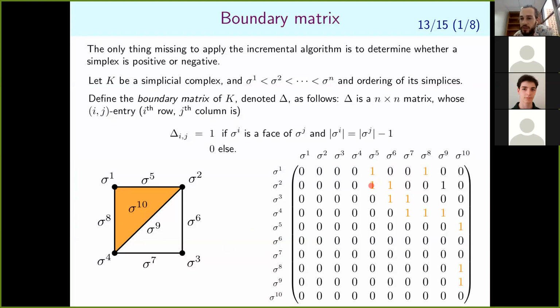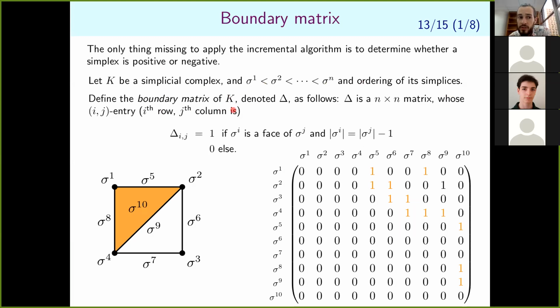So here is the problem we have. In my incremental algorithm, I have to know whether a simplex is positive or negative. And I will give you here a way to compute that. Take a simplicial complex, order its simplices, and now we'll define a very important matrix that is called the boundary matrix.